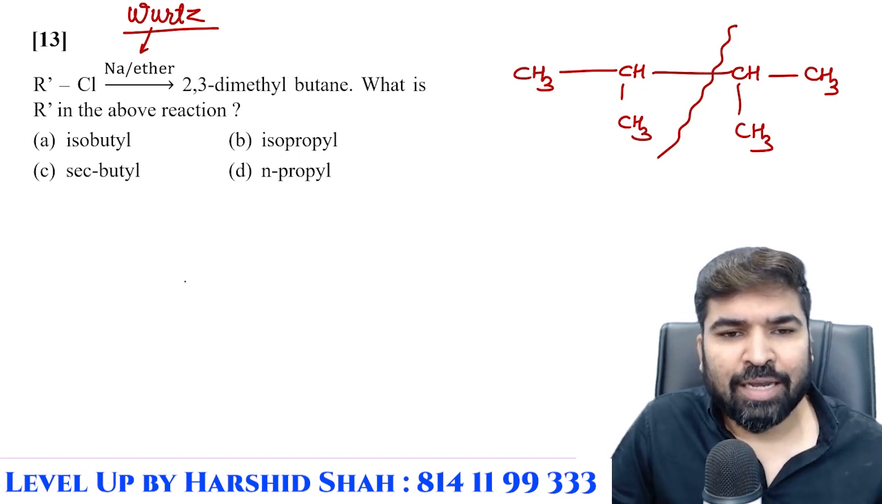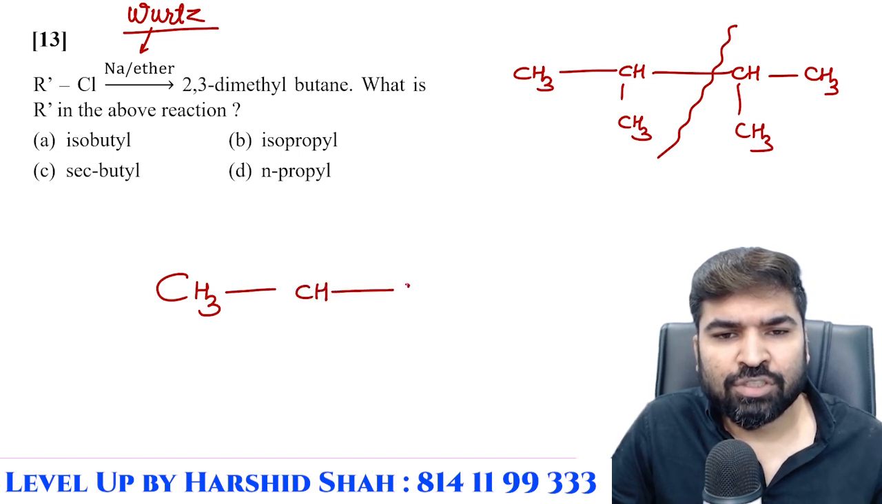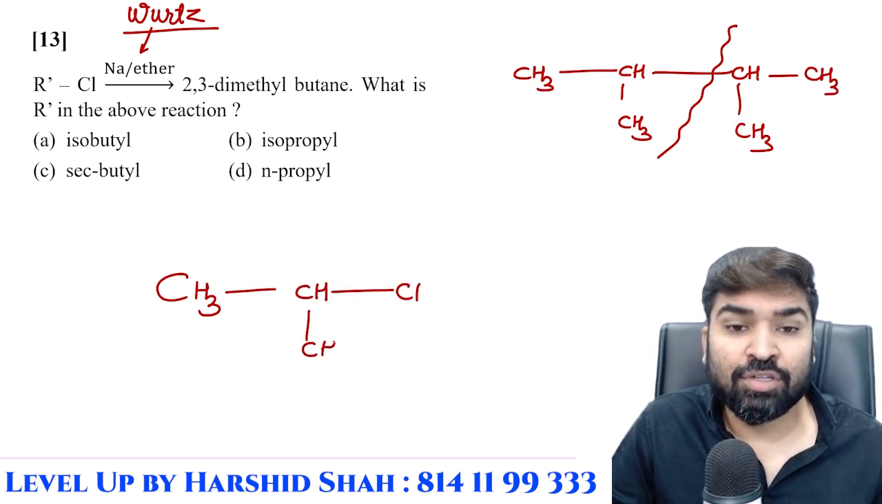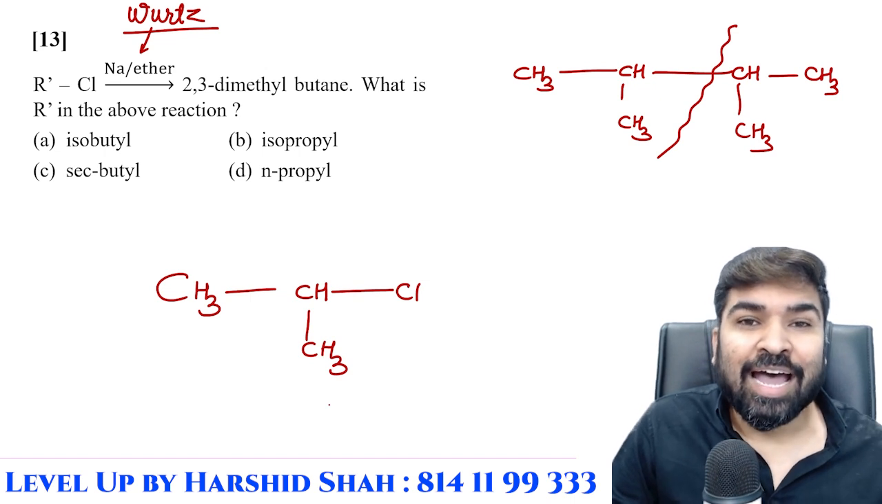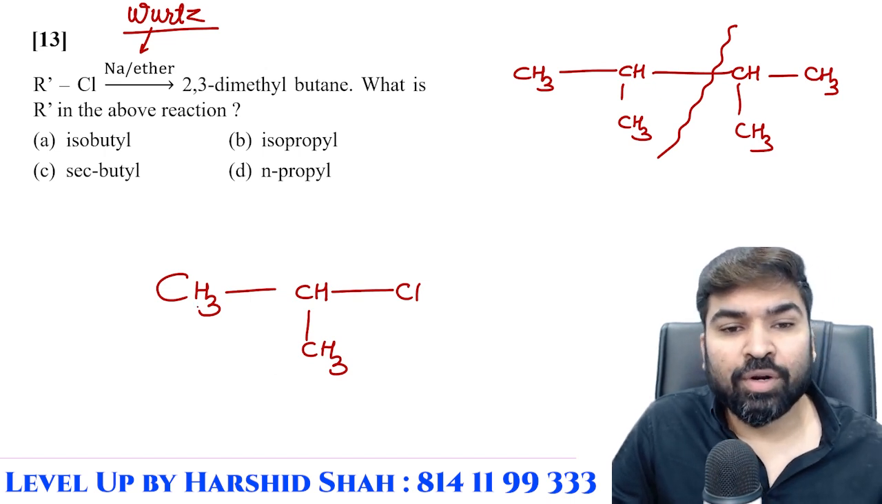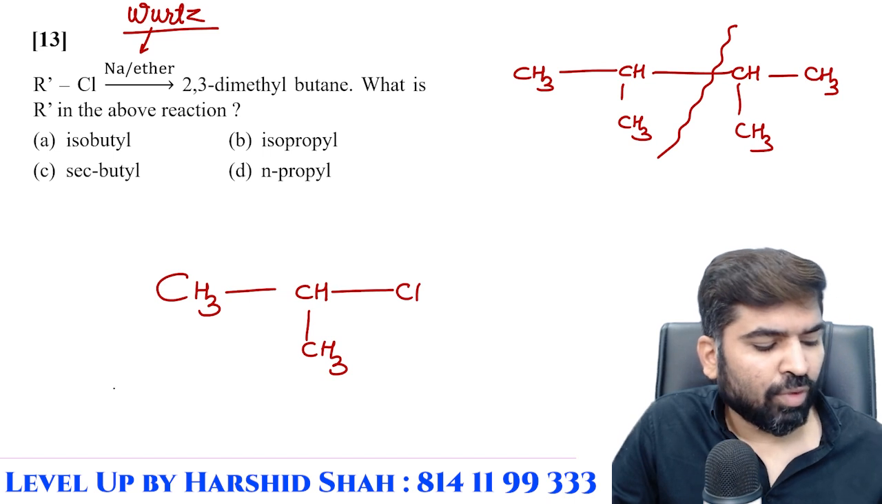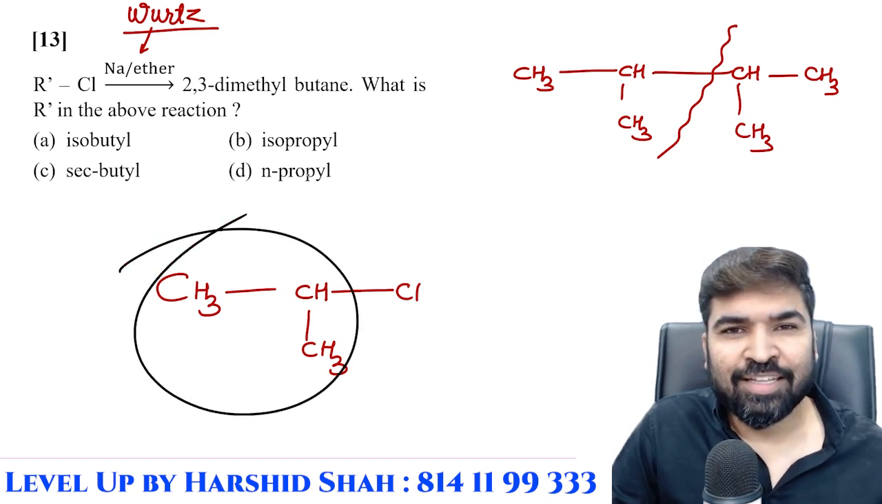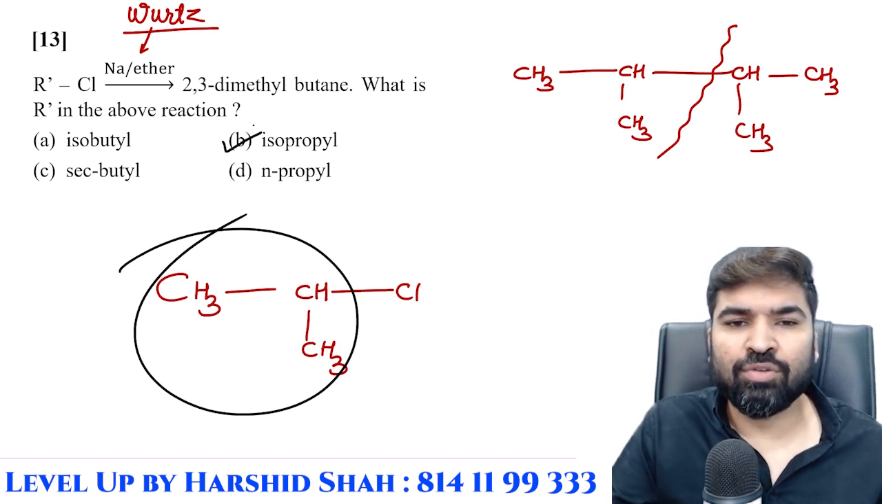So what alkyl halide are we using? We are using CH3-CHCl-CH3. This is 2-chloropropane. And the question here is, what is R? This R is the isopropyl group. Option B is your answer.